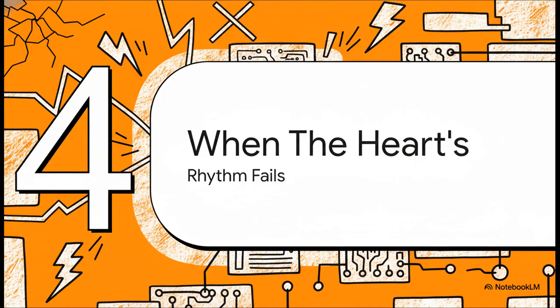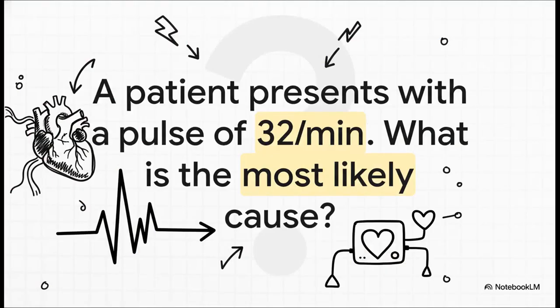For our last section, let's tackle a critical scenario. What happens when the heart's own electrical grid just fails? So, let's set the scene. You've got a patient in front of you, and their pulse is a dangerously low 32 beats per minute. What's immediately jumping to the top of your list of possible causes?